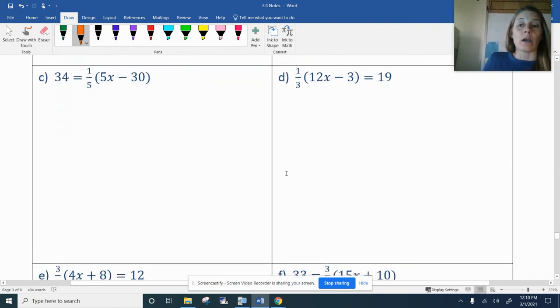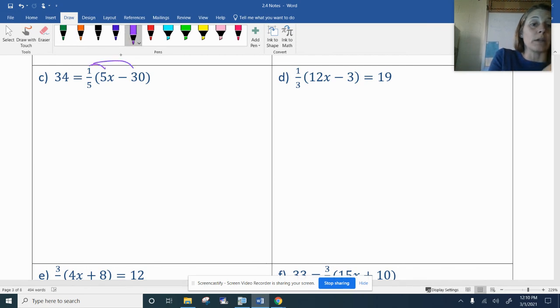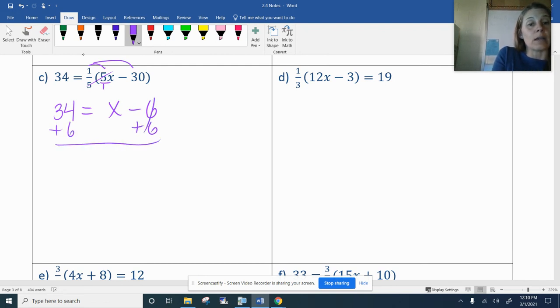Okay, and again, we have 2 more here that we could use distributive property for, because 5 and 30 are divisible by 5, 12 and 3 are divisible by 3. So if I work out this one here, 1/5 of 5, the 5s could cancel. That's just going to give me an x. And 1/5 of 30 is 6, so it's just a -6. If you need to write out that previous step, then you can. Adding 6 to the other side, x equals 40.